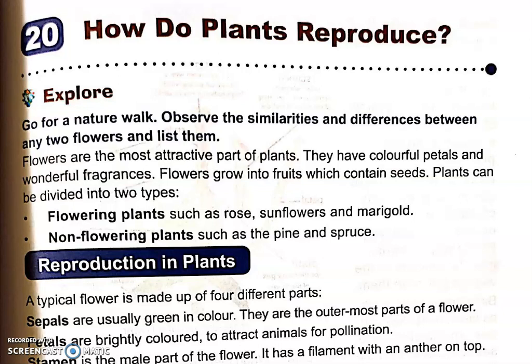How do all the roses, the marigolds, the sunflowers, how do they take birth? Do they have mama or papa? Do they have their parents, or how are they born? So let's learn about how plants reproduce.